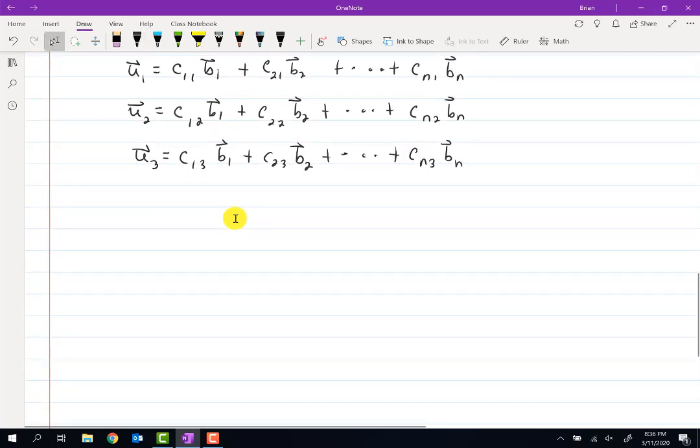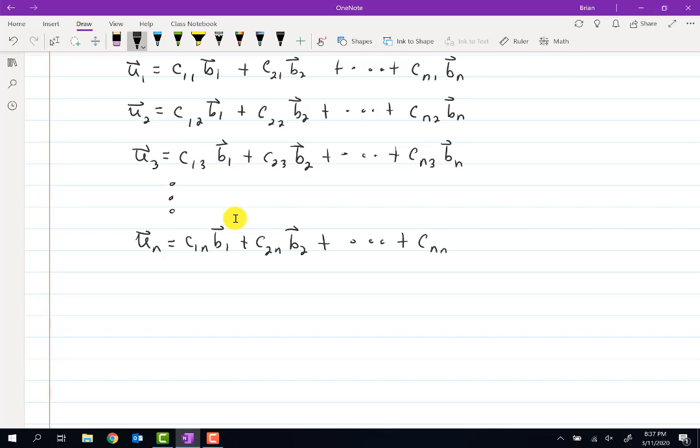So let me go ahead and finish this off. What will then Up look like? So I will have C1n B1 plus C2n B2 plus dot dot dot plus Cnn Bn.